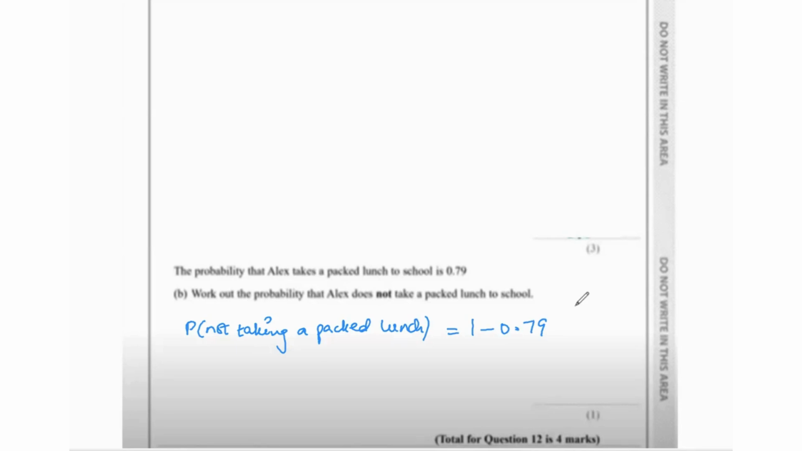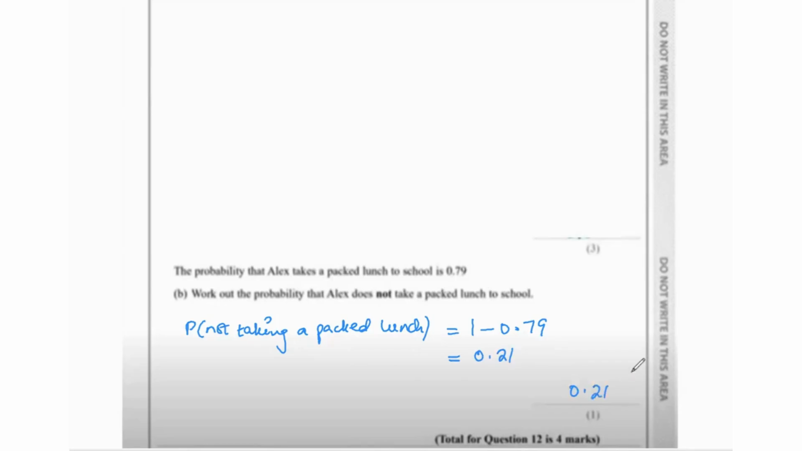Like I said in the previous probability question, the probability of an entire event happening is 1. So in that entire event, we have different options which have different probabilities, which when we add them up equal 1. So the probability of him taking packed lunch to school plus the probability of him not taking packed lunch to school is equal to 1. He can either take packed lunch or he cannot take packed lunch. So they gave us the probability of him taking the packed lunch, which is 0.79. So the probability of him not taking the packed lunch would be 1 minus 0.79, which is 0.21.